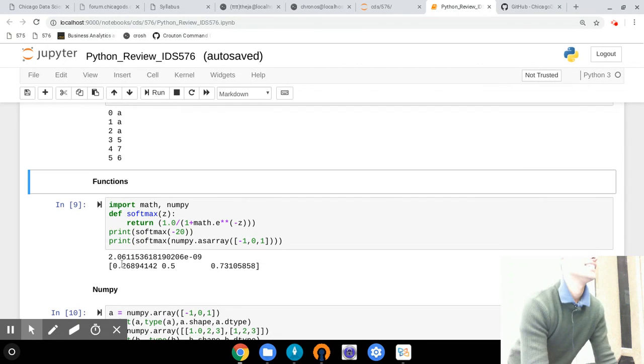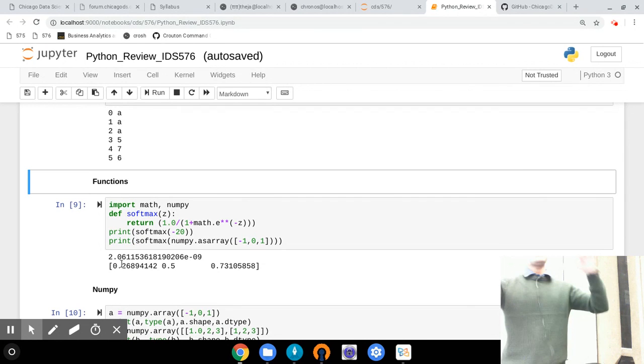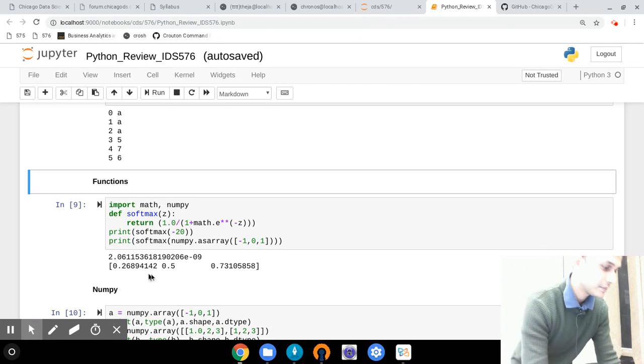Okay, zip. If you have two lists of the same size, maybe 4 elements, 4 entries, you can put them together so that each location has 2 entries now. Okay, zipping together 2 lists.